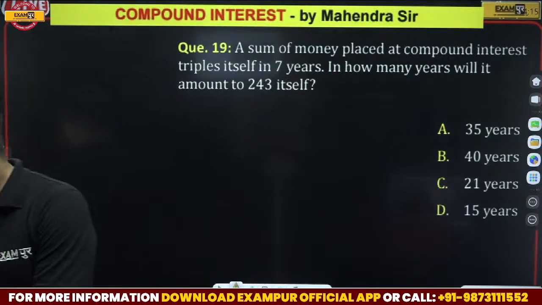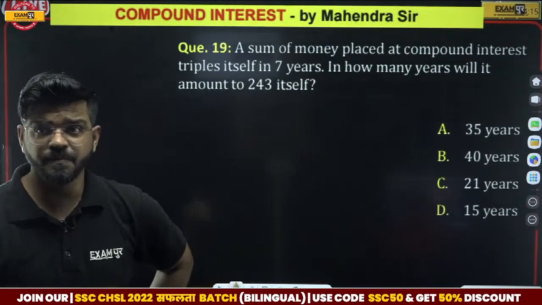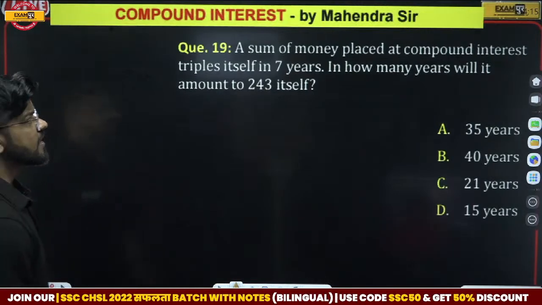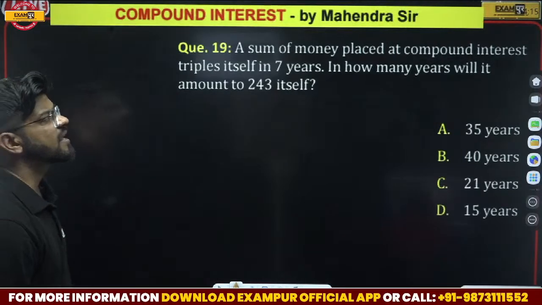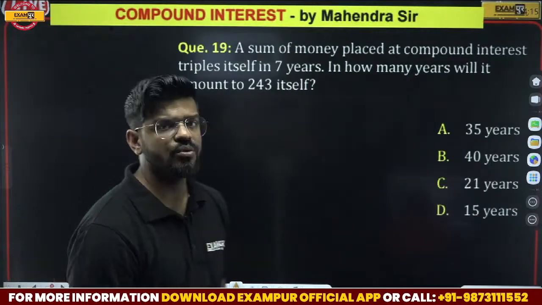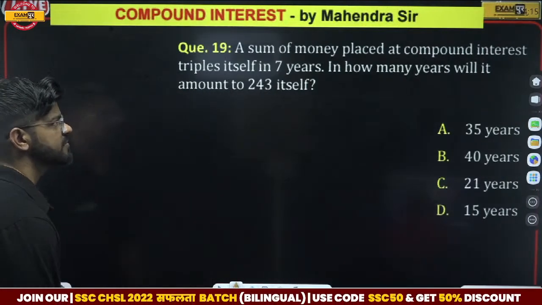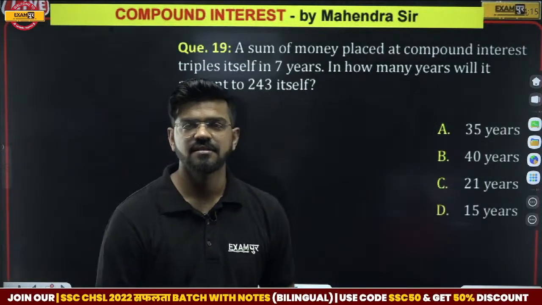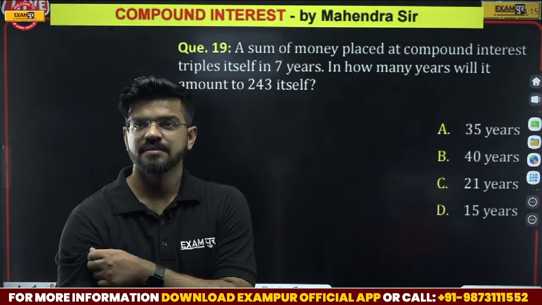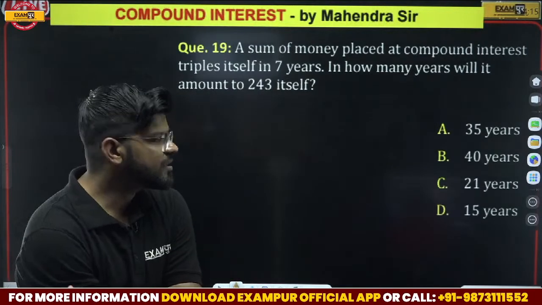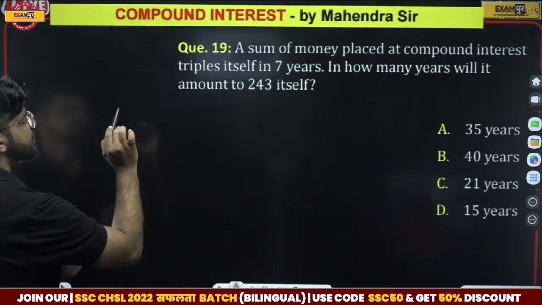Tell me the answer of this question. A sum of money placed at compound interest triples itself in 7 years. In how many years will it amount to 27 times of itself? Option number C. That means 21 years. Sai Teja is giving option B or C. Okay, option C. So let me tell you one simple concept.